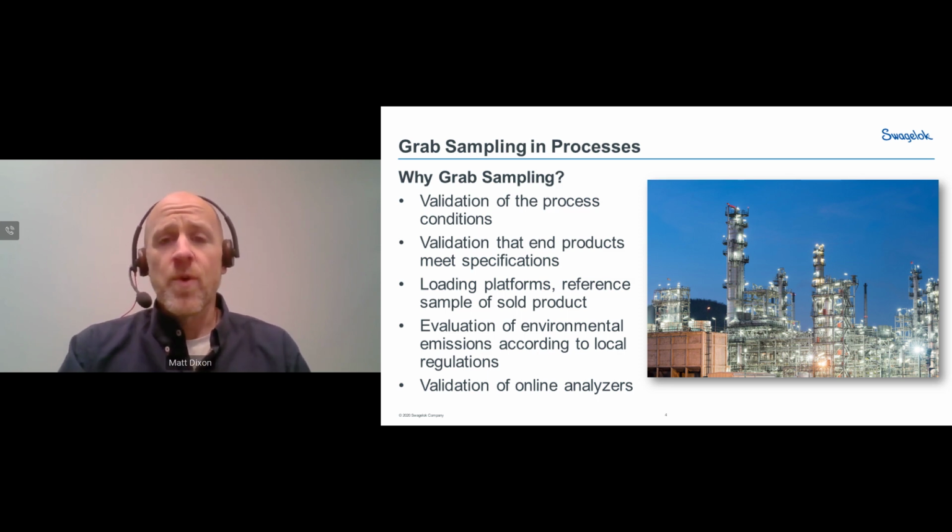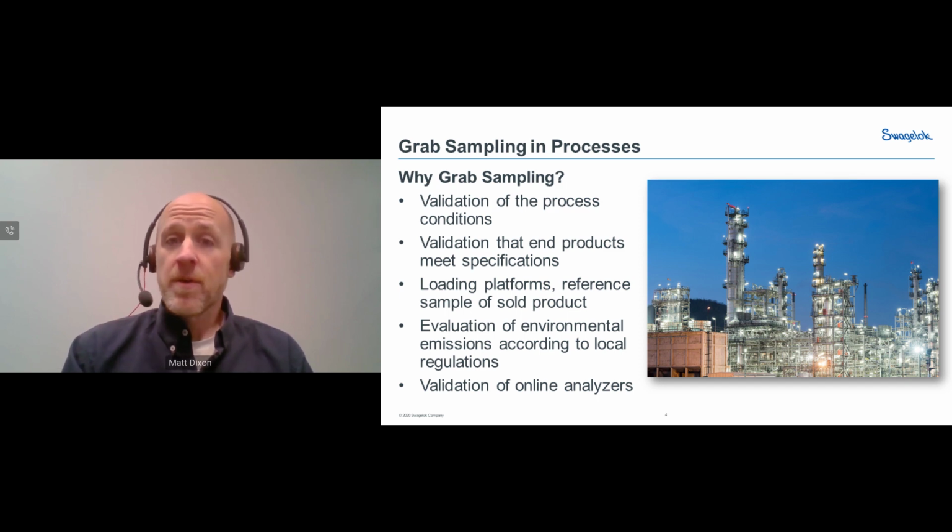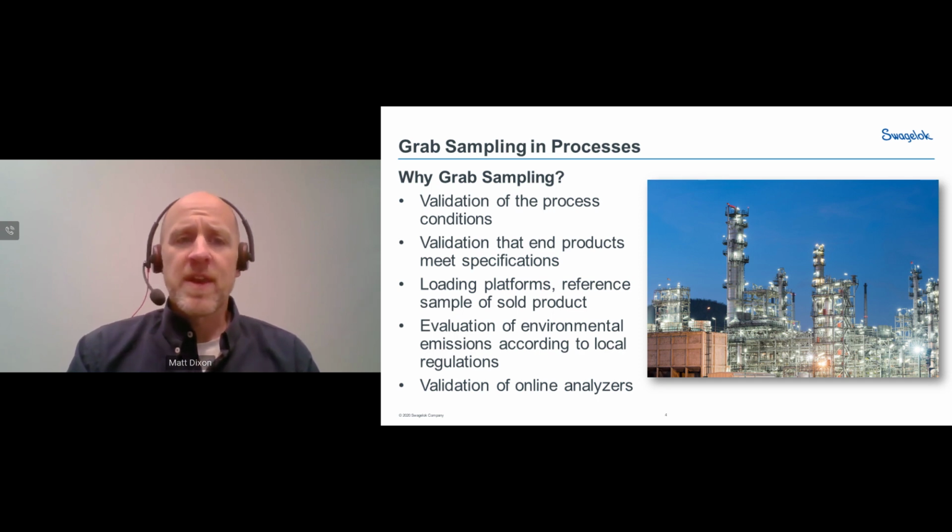Environmental situations. Of course, we need to make sure that we know what's being released to the environment, whether we are doing so directly in our facility, or maybe it's something that's going to be contained in our products. For example, mercury in gasoline.